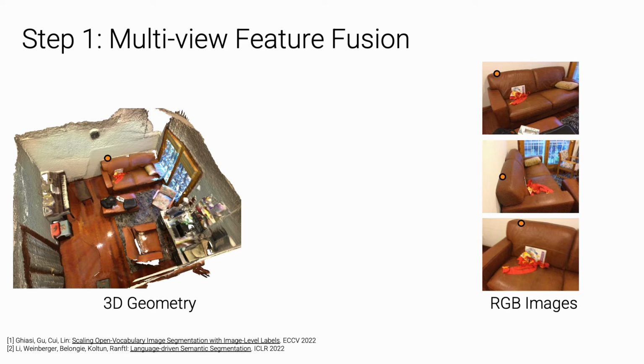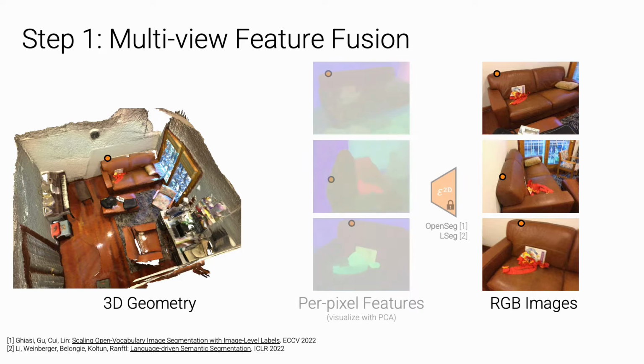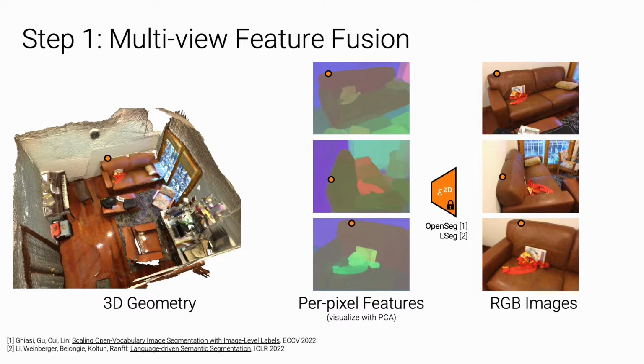Given a point in a 3D scene and its corresponding posed images, we first use a state-of-the-art CLIP-based image semantic segmentation model to extract per-pixel features for every image, and then use multi-view fusion with weighted averaging to project the fused features to 3D points. At this point, the fused features lie within the CLIP feature space, but may be noisy or inaccurate due to the limitations of single-view inference.